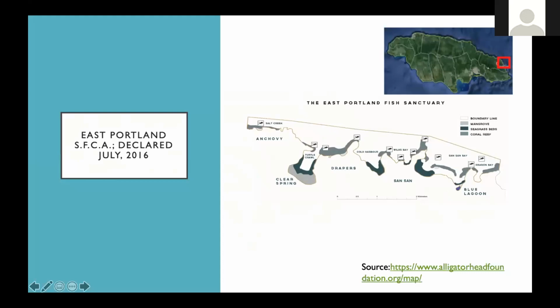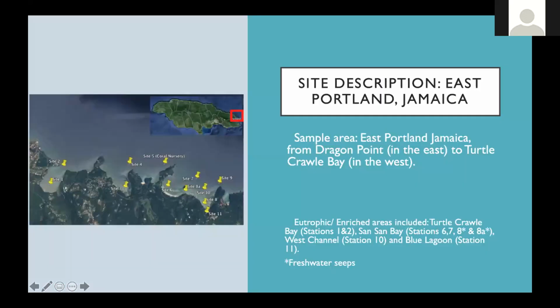So as I mentioned earlier, a part of my research helped with the designation of the East Portland Special Fishery Conservation Area. This was declared in July of 2016. And the areas we're looking at today within the sanctuary include Turtle Crawl, indicated by the red arrows there, Sansan Bay, West Channel, and the Blue Lagoon.